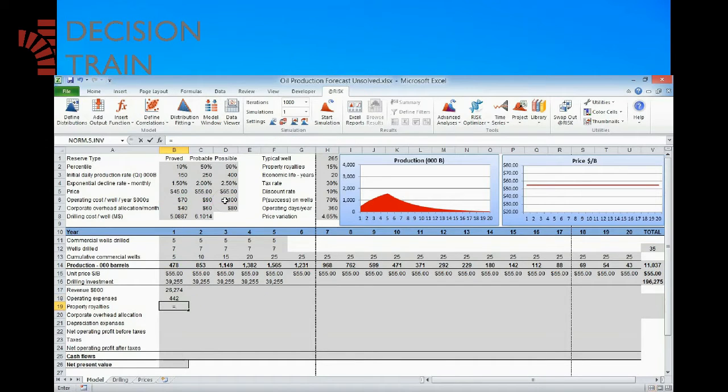67. On cell B19, we calculate royalties paid to the owner of the field with the formula, equals royalty times B17. Royalty makes reference to the named cell on H2, as a percentage of revenue. 68. On cell B20, write the following formula.